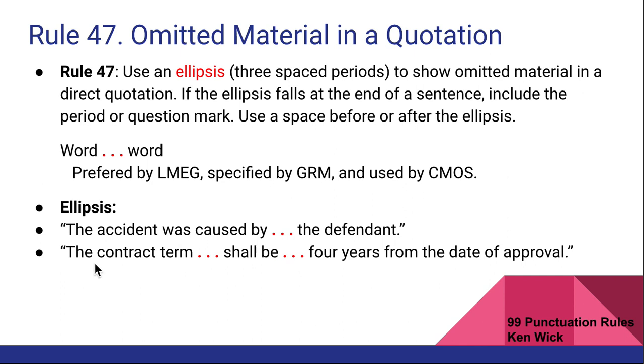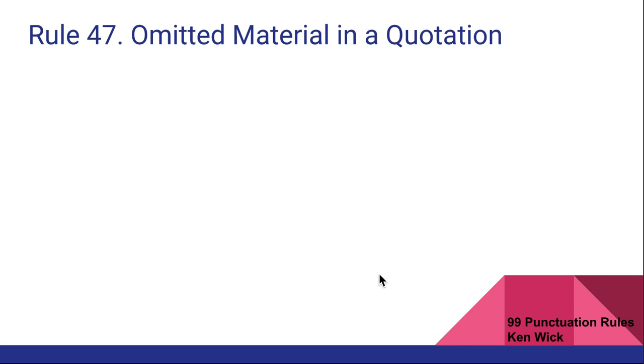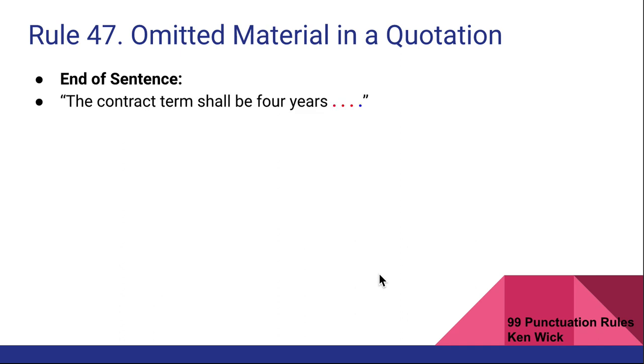Another example: "The contract term shall be 4 years... from the date of approval." That's what the person quoted, but in 2 places they left out some of the actual quoted material. So for the omitted material in the quote, you put an ellipsis, once again 3 spaced periods with a space on either side. And then at the end of a sentence: "The contract term shall be..." and then you have the final period. So if you have it at the end of a sentence with a period, then you actually have 4 periods: the ellipsis and the period.